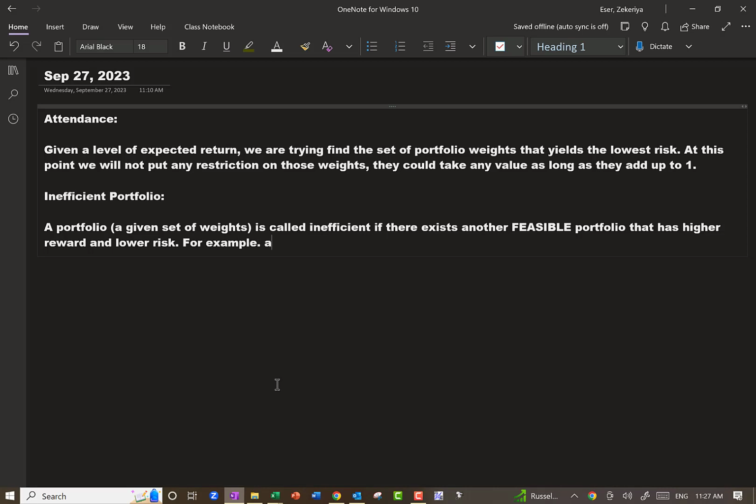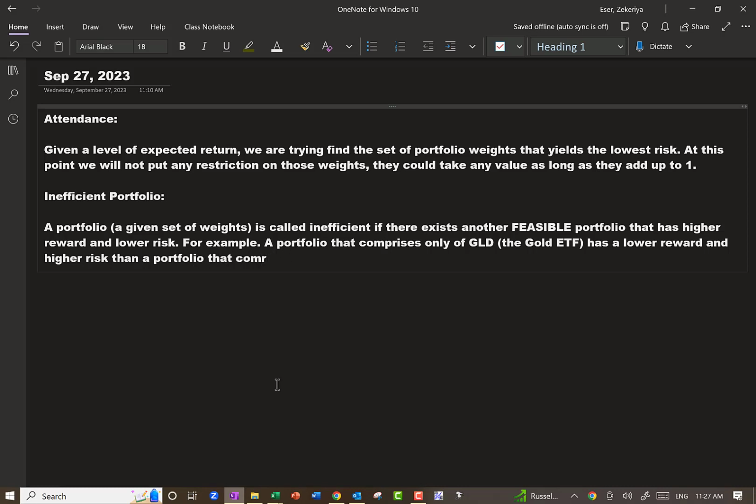For example, a portfolio that comprises only of GLD, the gold ETF, has a lower return, lower reward, and higher risk than a portfolio that comprises only of SPY, the S&P 500 ETF. Thus, the GLD portfolio is inefficient.